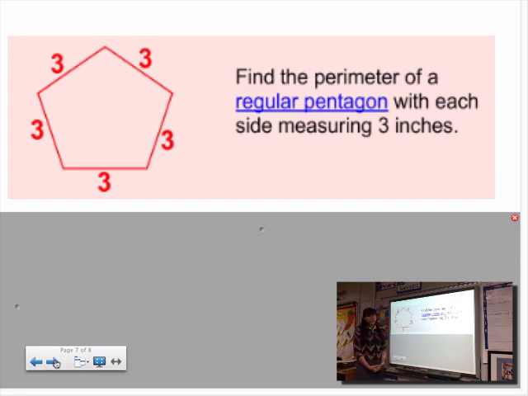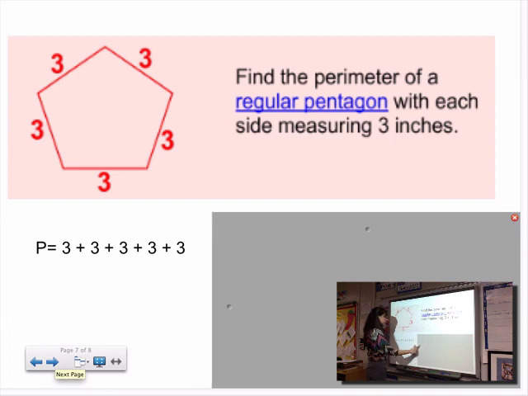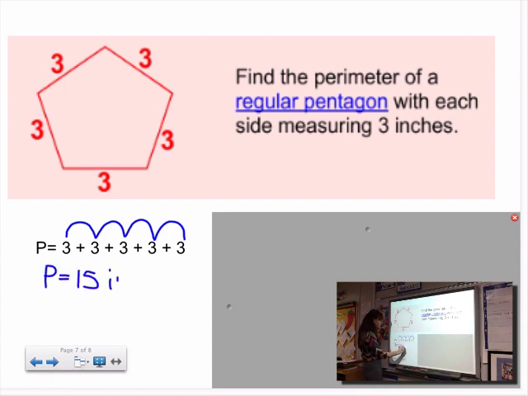Here's an example of another regular polygon, but this time we're looking at a pentagon. This is an example of a pentagon with sides measuring 3 inches. When I set up my number sentence to find the perimeter of this object, I would have to add 3 plus 3 plus 3 plus 3 plus 3. Notice that I have the number 3 five times. To figure out this repeated addition number sentence, you might skip count 3, 6, 9, 12, 15 to find a perimeter of 15 inches.